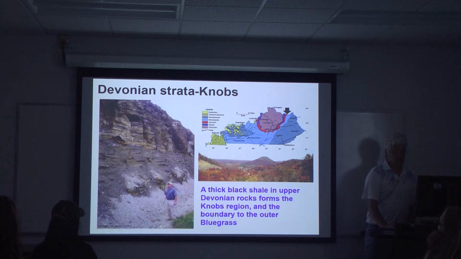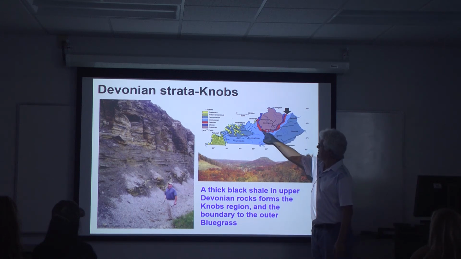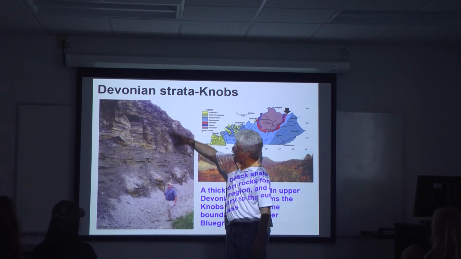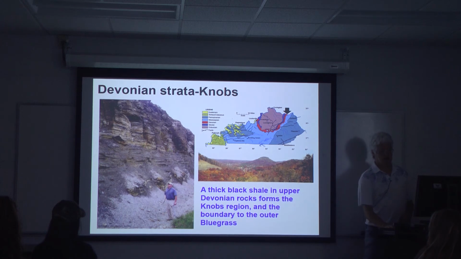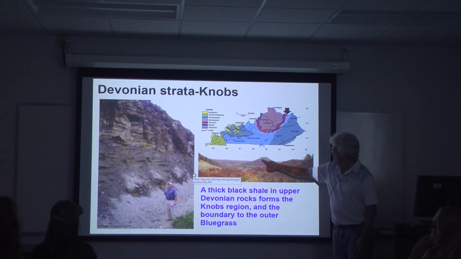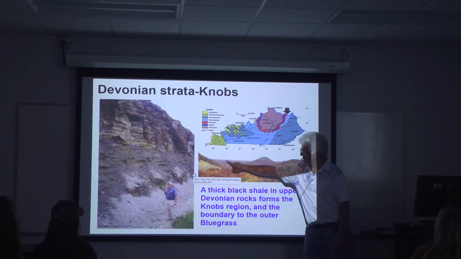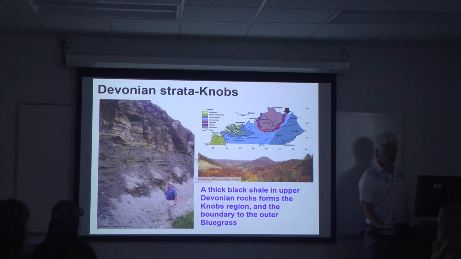This is the knobs. So this is what the topography outside the bluegrass looks like. It's what makes the border of the bluegrass. And it's upper Devonian, mostly black shales. These really dark shales fracture real easy, weather down real easy. And every place there's a knob like this, there's a resistant rock up at the top that's holding up the slope. If you don't have that resistant rock at the top, you end up getting flat on the sides and then going out into the flatter rocks of the bluegrass.